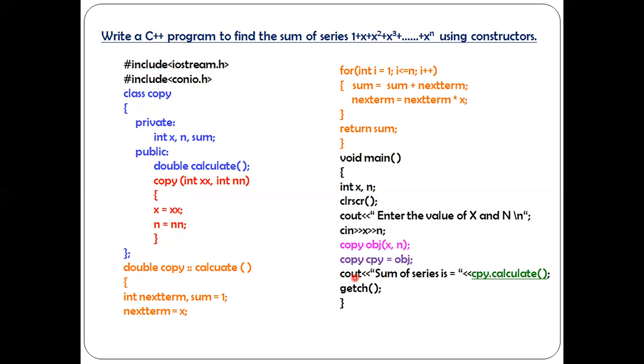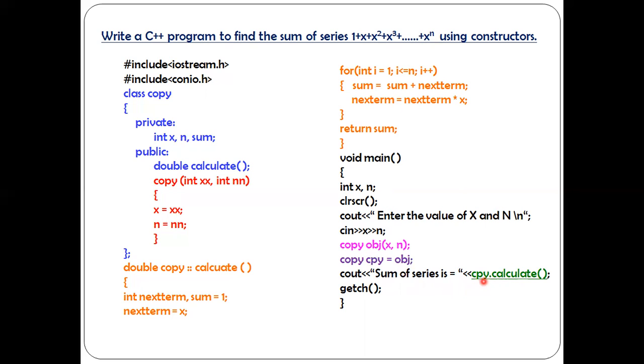Okay, next one, see out stream insertion within the double quotation. Sum of series is equal to will print as it is on the output device. Stream insertion here, cpy dot calculate. This is the most important thing. Cpy is the name of the new object. I'll repeat once again, cpy is the name of the new object. Dot is a member access operator. Calculate is a member function.